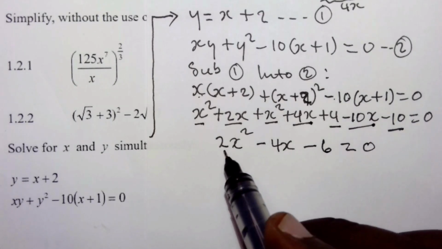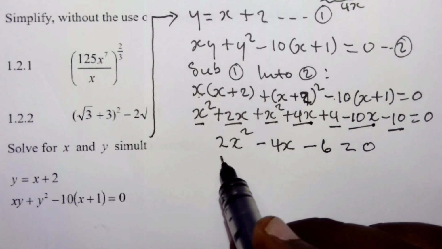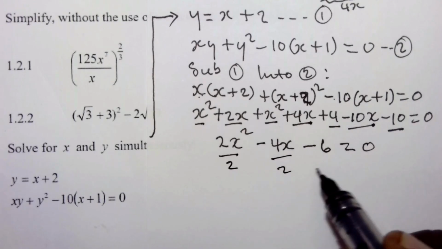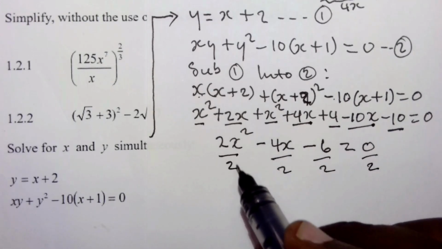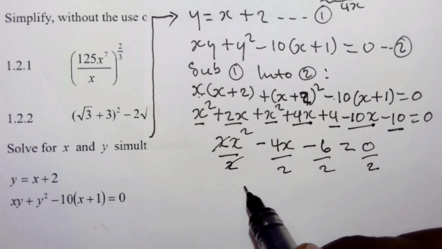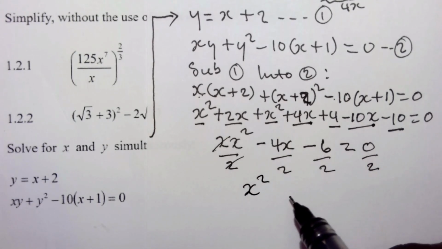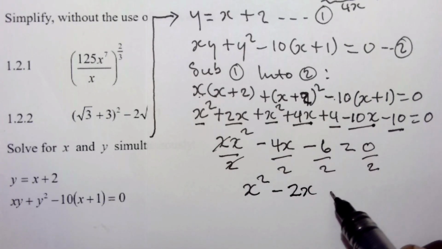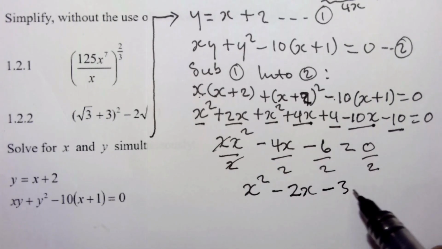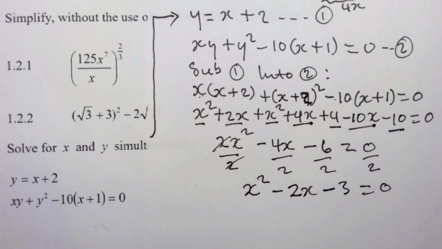So we have these two here. We can simply divide by 2. We get rid of it. So what is going to be? So we'll be left with x squared, negative 2x, and negative 3. Here is 0. So what next?